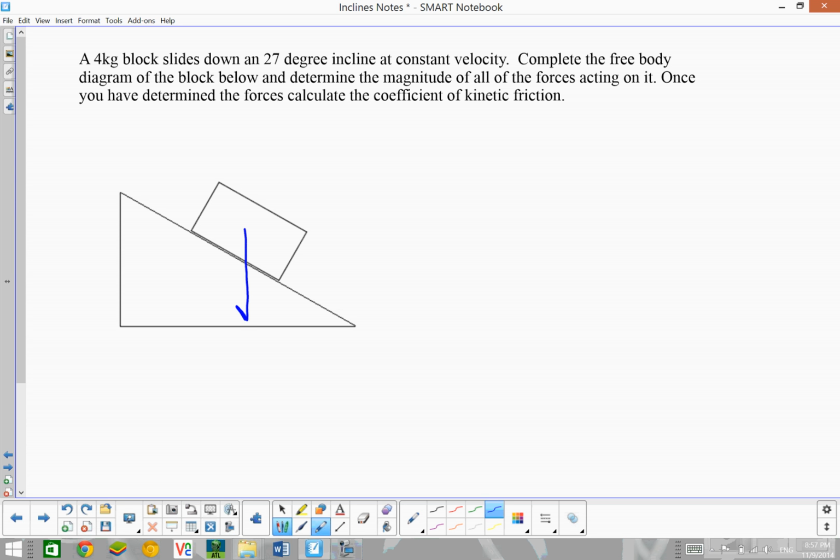I've got my weight down, mg. Got my normal force perpendicular. And I've got my force of friction opposing the direction of motion, parallel to the plane. Go ahead and break down my components of weight, once again using a dashed vector. So I have mgy, I have mgx. I also have my angle theta right here.